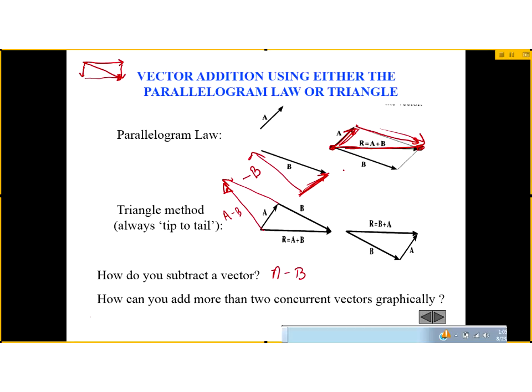What if you want to add more than two concurrent vectors graphically? Like in the original problem, there are four vectors. What if you want to add four vectors together? How are you going to do that?